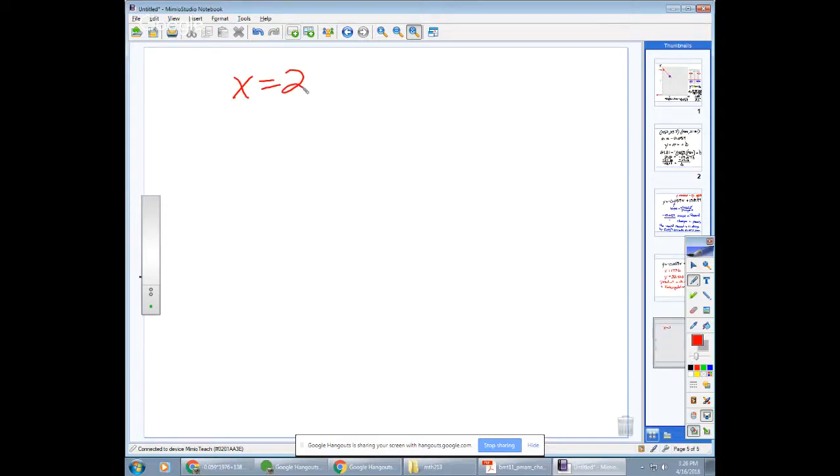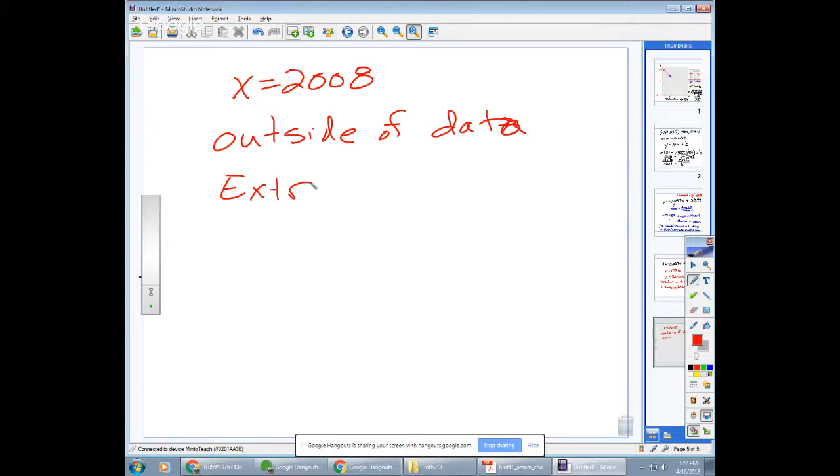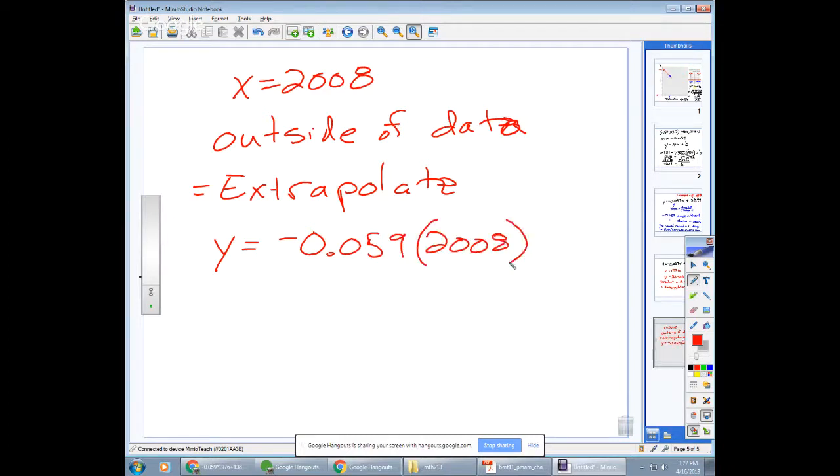So if we let x equal 2008, that is outside of the current data. It's the current data that allowed me to make that equation. Those equations we call models. So what we're going to do now is extrapolate with the model, which means look outside of the data. We're going to calculate the world record time by using that slope we calculated, multiplying it by 2008, and adding in that strange Y-intercept.